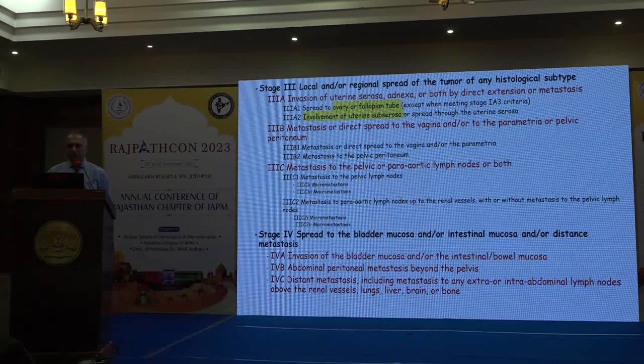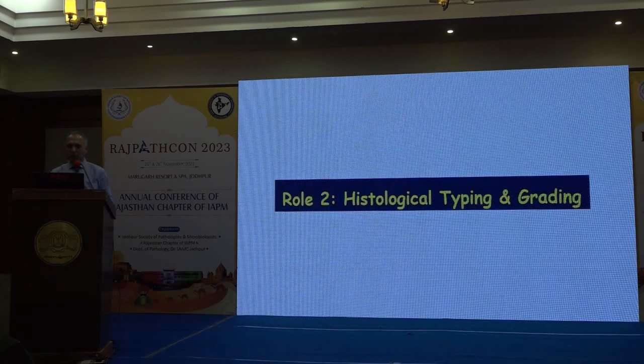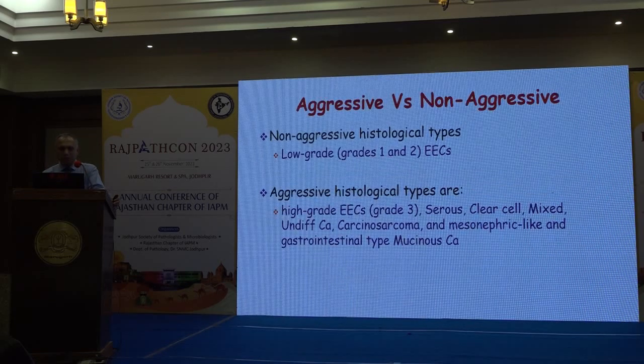Stage 3 has been defined according to the ovarian involvement. For example, if you have a high-grade tumor which is involving the ovary, it is automatically stage 3. But a low-grade tumor involving the ovary can still be stage 1. So that's a very different kind of staging system, which we all as pathologists have to be aware of. Our second role is to histologically type and grade, because both have a bearing on the final staging and thereby the risk prediction. So you have to say aggressive versus non-aggressive.